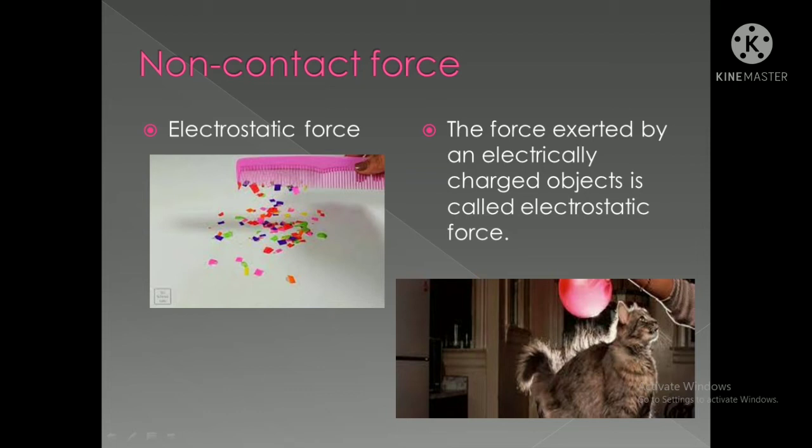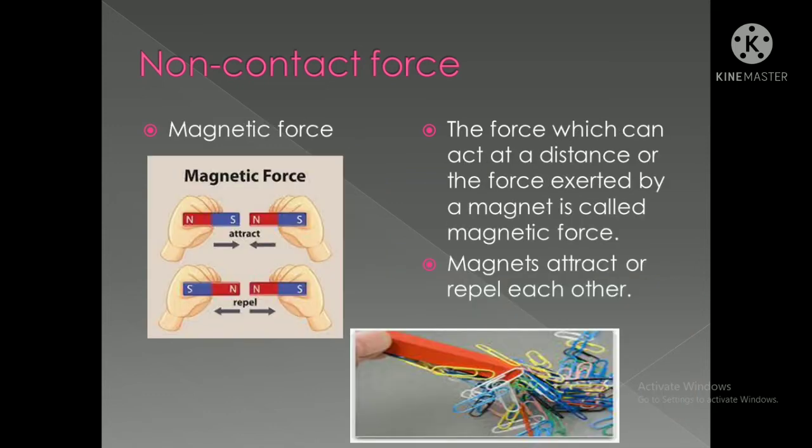Okay, now with this cat, you take one balloon, rub it on its back and keep it up. You will see the cat's fur will be attracted to the balloon. So this is the electrostatic force. Okay students, next see. This is the magnetic force.